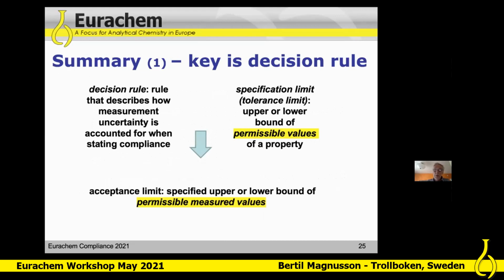So, summary, the key decision is we need a decision rule. And with that decision rule and the specification limit, we can calculate a new limit where all the values within this more narrow limit are accepted and all values outside are rejected. And the limit does not always have to be narrow, it can also be wider.